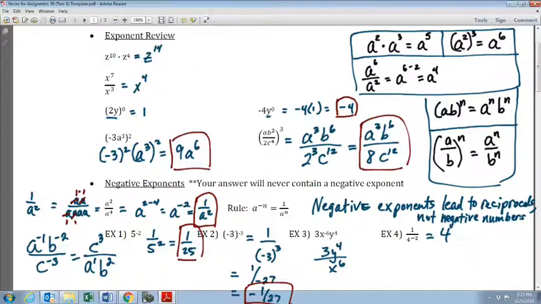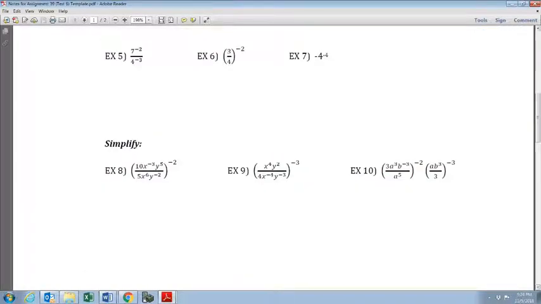Actually, let me fix this. So 4 to the positive 2, you could write that over 1, but it's still the same. And 4 squared would be 16. All right, let's move on to the next problem.